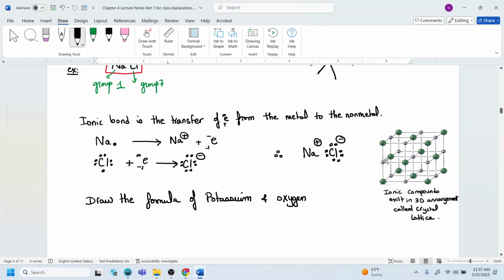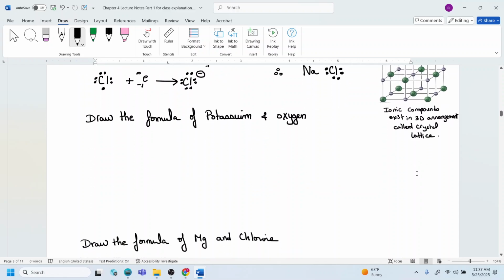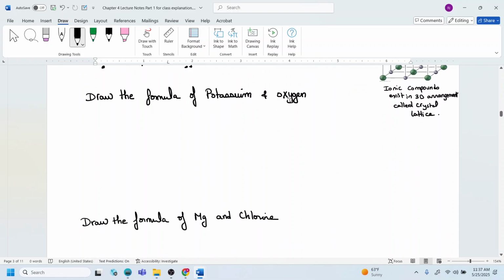For every atom of chlorine, this is bonded to sodium. But when they arrange with each other, they form a 3D arrangement of crystal lattice. Let's have another example. Draw the formula for potassium and oxygen. Again, these are all examples of ionic bonds, because I just want to make sure that I'm working with the metal and the non-metal case.